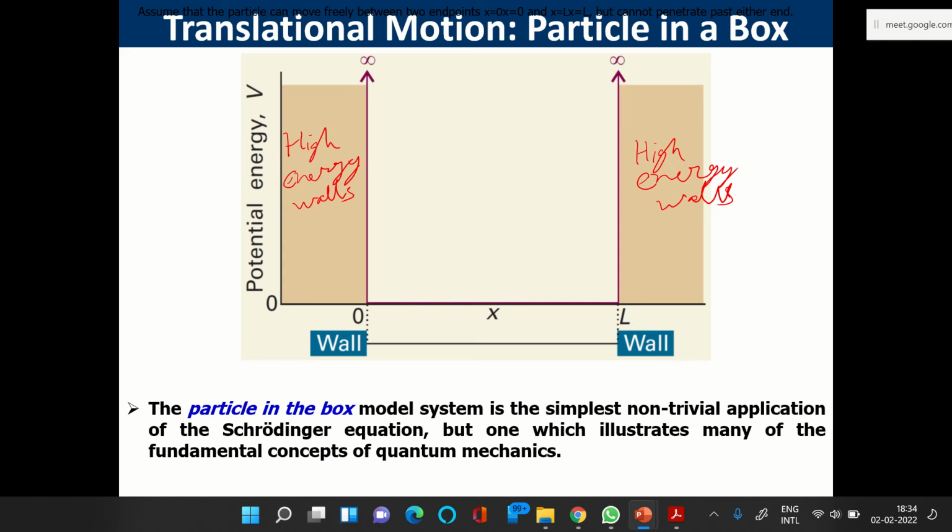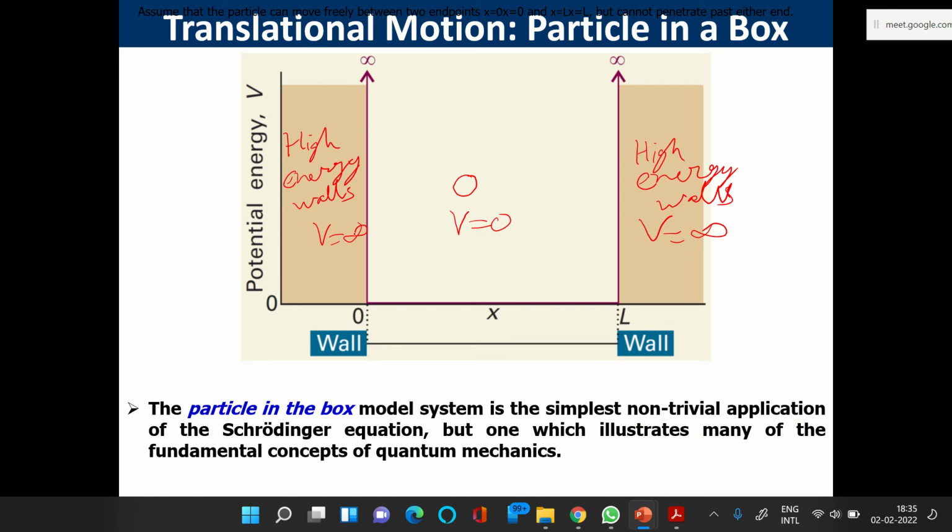Walls, and the particle here is supposed to be inside the box, and the particle can only move within it. We say the potential energy V is 0 inside the box, and V will be infinite at the walls.